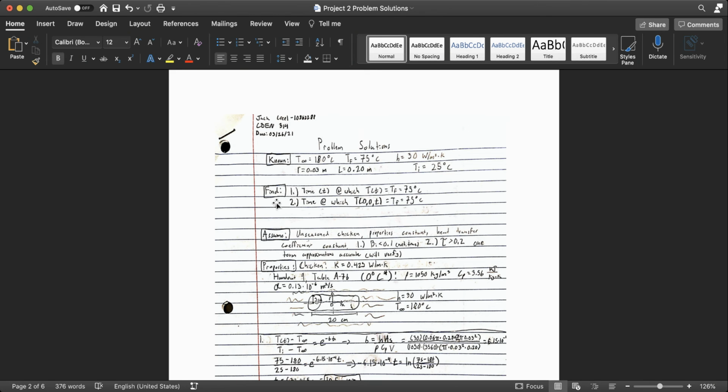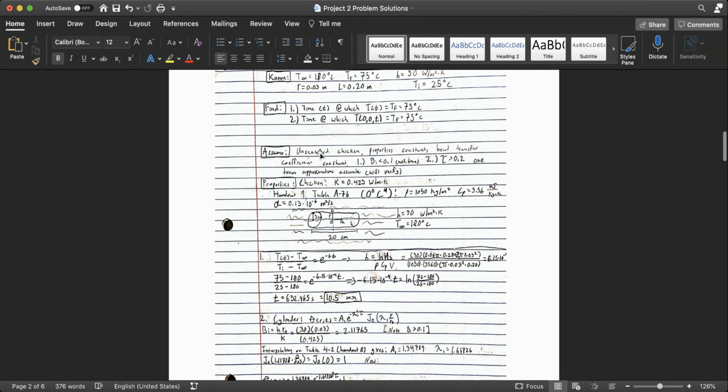And the second problem will find a much more accurate cooking time, actually taking into account the temperature variation with position in the chicken. So we're assuming unseasoned chicken, unfortunately, just so that the properties are the same for the whole thing, that the properties are constant with temperature, that the heat transfer coefficient is constant.